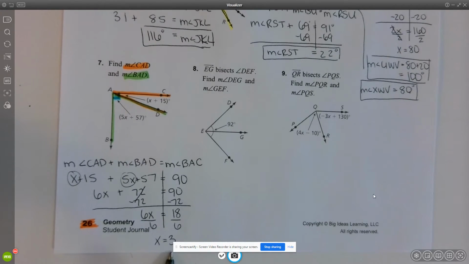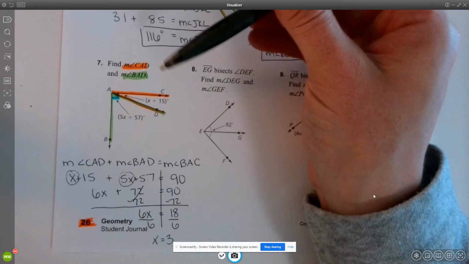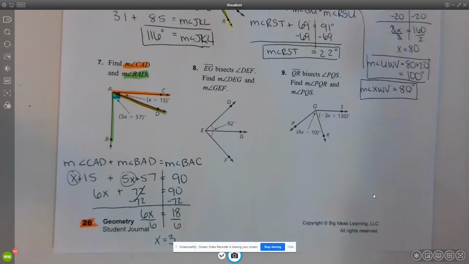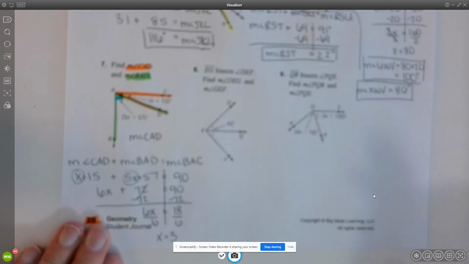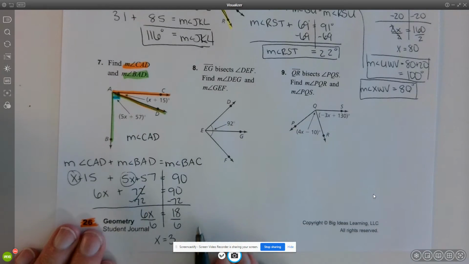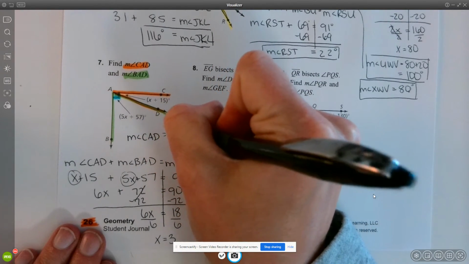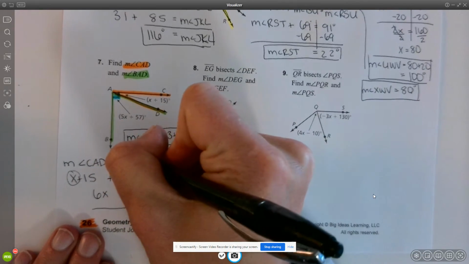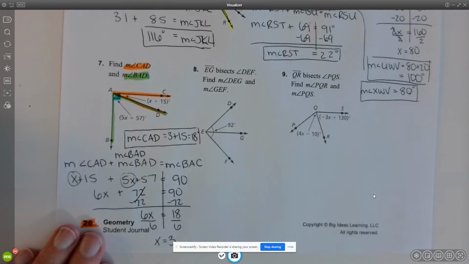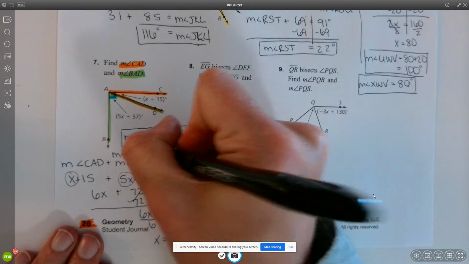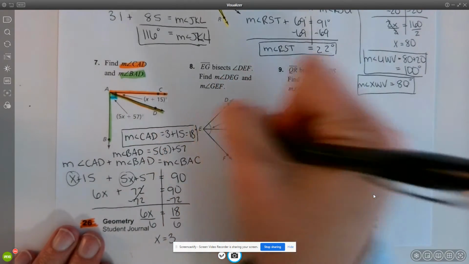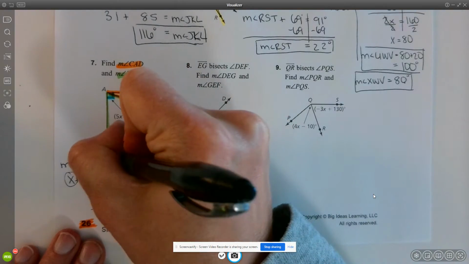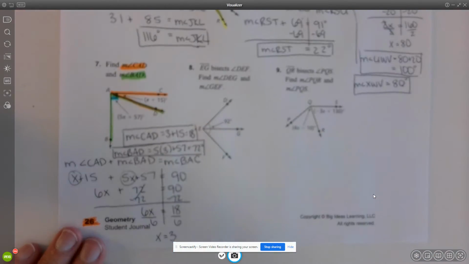Please remember, this is not my final answer. Go back to the question, make sure you're answering the question. They want me to find the measure of angle CAD. Angle CAD is x plus 15, remember. So the measure of angle CAD is equal to 3 plus 15, since we now know that x is 3. And that gets us 18 degrees. The measure of angle BAD is 5x plus 57. So when we substitute 3 in for x, 5 times 3 plus 57 gets me 72 degrees. Now I've answered the question.